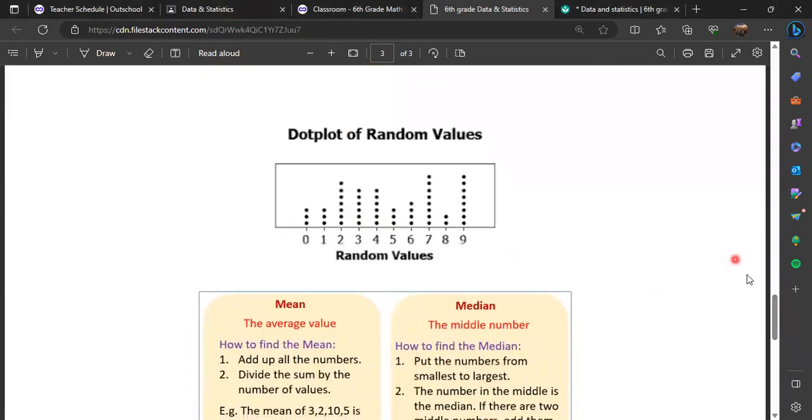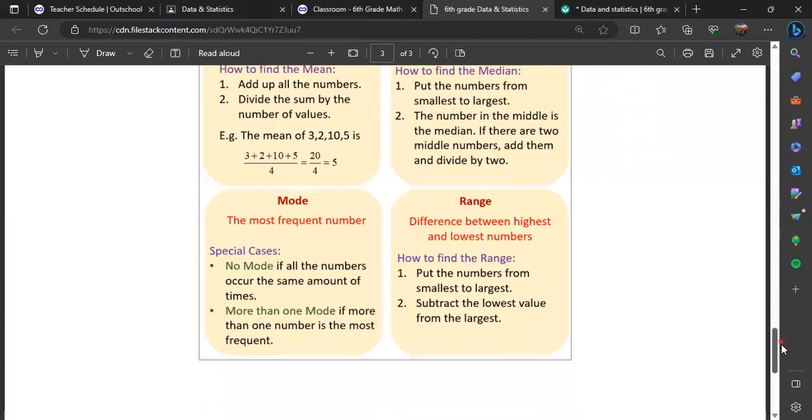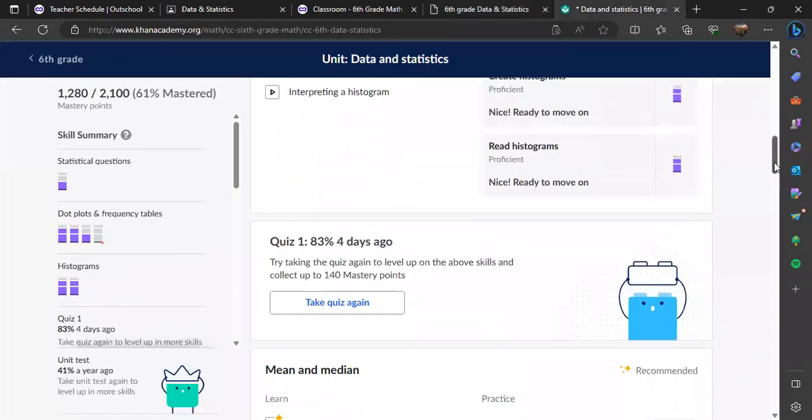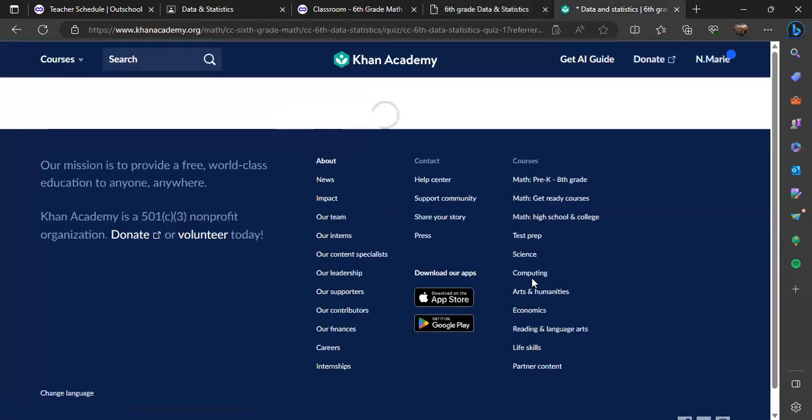These are dot plots. You'll see some of these in this unit, and this is just, once again, going over mean, mode, and things of that sort. So let's practice some questions together.